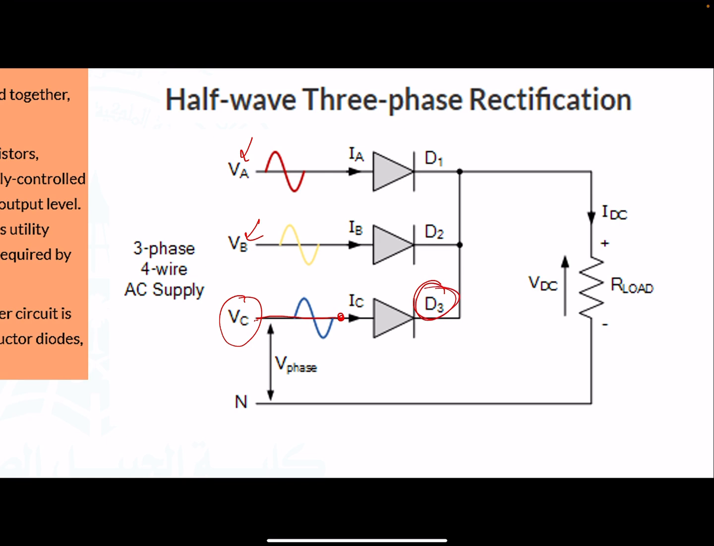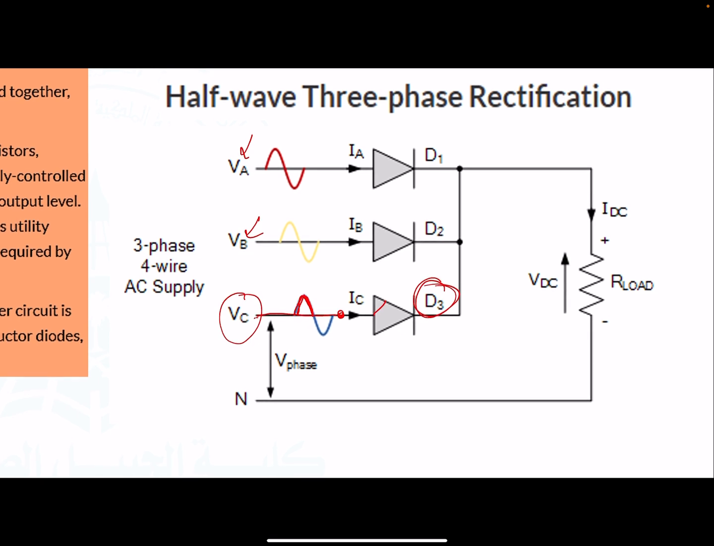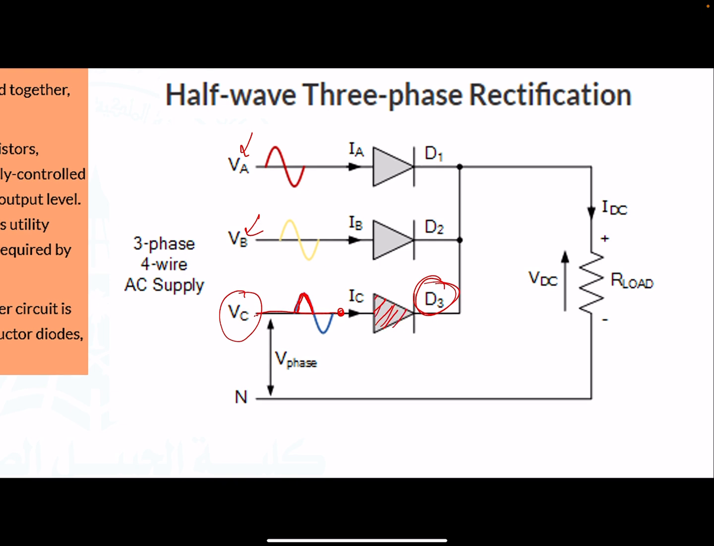So when VC is positive, then D3 is going to conduct because it is forward biased, because we have VD3 here, right? So it will be forward biased, so the diode is going to conduct and it will allow the current to move from this side to the load, and it will come back to the source through the neutral.